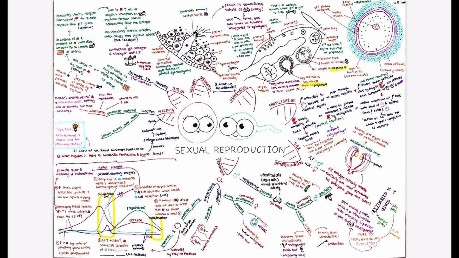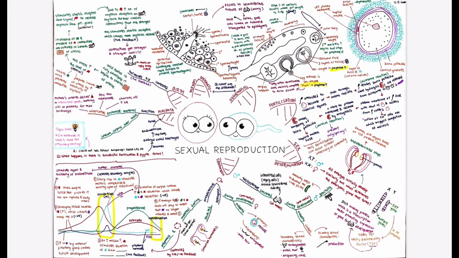I've also included a labeled diagram of the female reproductive system to give you a visualization. Understanding the differences between spermatogenesis and oogenesis is a common question that comes up in the exams, so do be familiar with the points. Finally, we reach the last part of sexual reproduction that you have to know: fertilization.